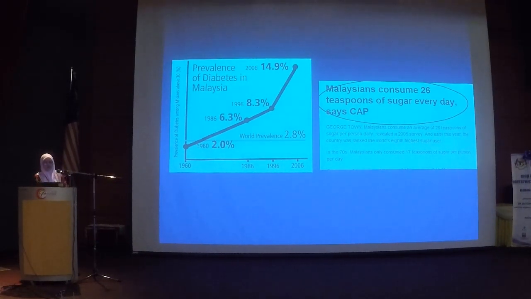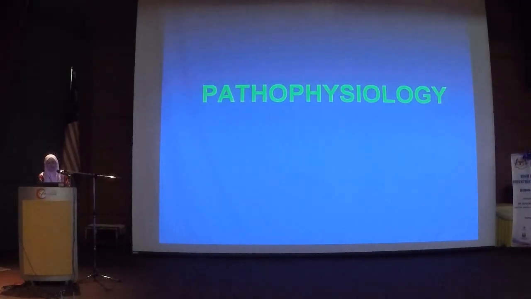You become GDM, and then you carry a higher risk to develop full-blown type 2 diabetes later on. And Malaysians consume 26 teaspoons of sugar. Is that a lot? Go back after this, take a bowl, scoop up 26 teaspoons of sugar and see how much that looks like. It is a lot. So of course we don't eat sugar like that, but it is inside the carbohydrate food that we take. So let's look at pathophysiology.